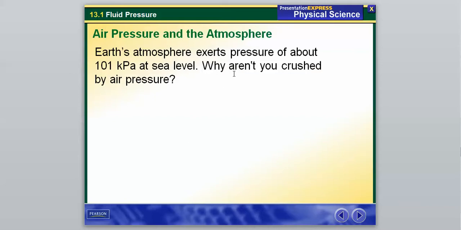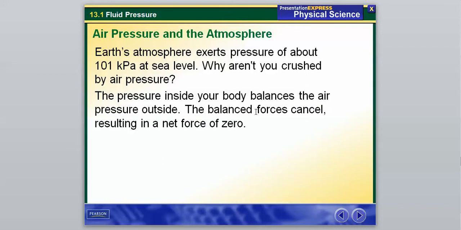Again, the atmosphere is made up of gas, so it's exerting a constant pressure of about 101 kilopascals at sea level. So why doesn't that air pressure crush us? Hopefully we have a simple answer: the pressure inside our body is going to balance the air pressure outside, and then the balanced forces cancel, resulting in a net force of 0, which is kind of what we've been talking about with Newton's equal and opposite reactions. So Earth's atmosphere is constantly exerting a pressure onto us because it has that fluid pressure, but we are constantly exerting it right back at the same balanced force.